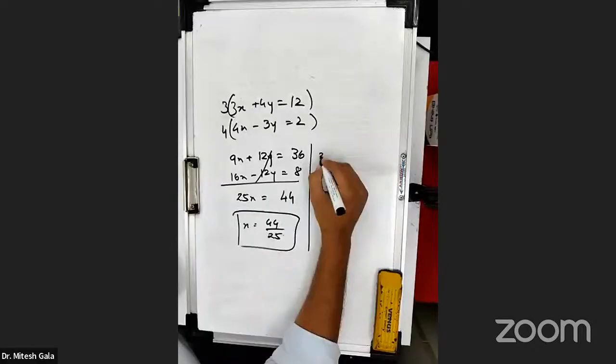Correct? So then your x should be 44 upon 25. Accordingly, you'll have to find y also. So here I am getting this number, but in the exam, if they ask you, they'll give you an easier one where you get a whole number possibly.